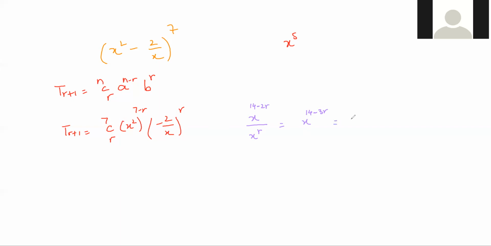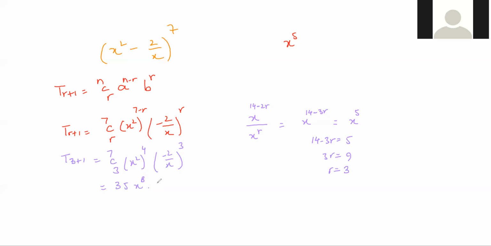We want this power to be x raised to power 5. So equating the powers, we have 14 minus 3r equal to 5. So 3r is equal to 9, so r is going to be 3. That means we need to find the fourth term here. This is 3 plus 1, this is 7C3, x squared raised to power 4, times minus 2 over x raised to power 3. So 7C3 is 35. This is 35 x raised to power 8.